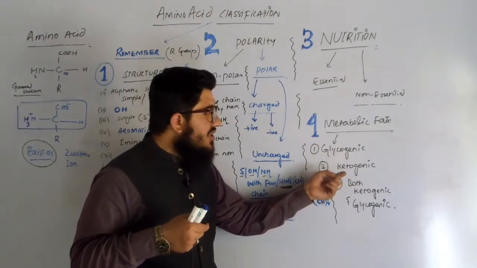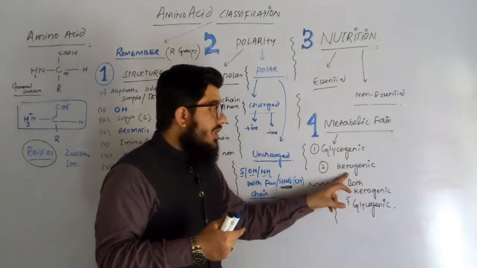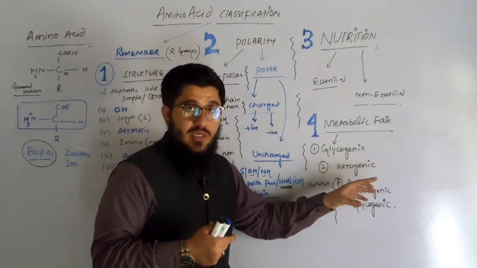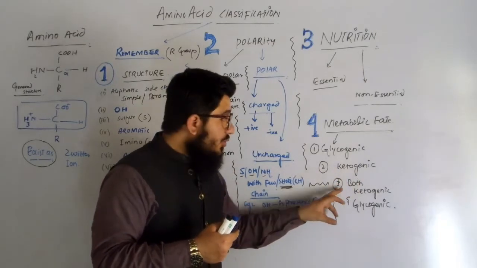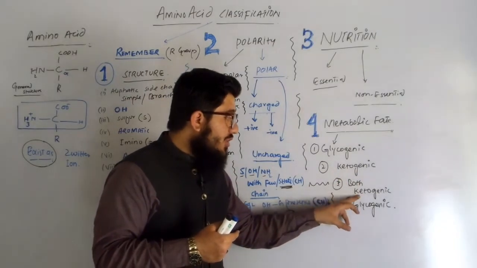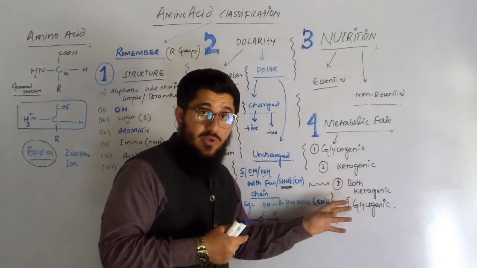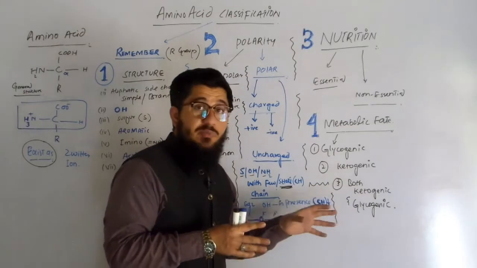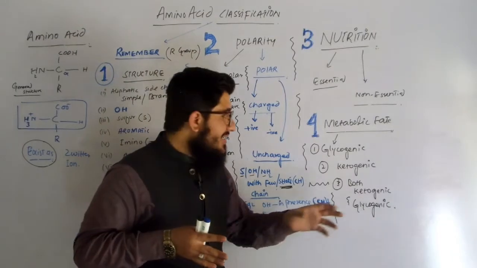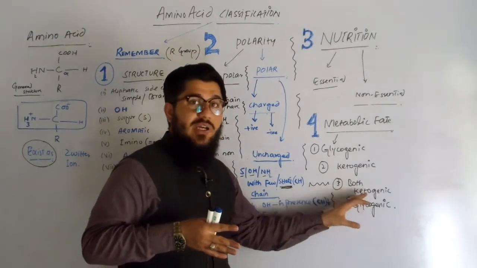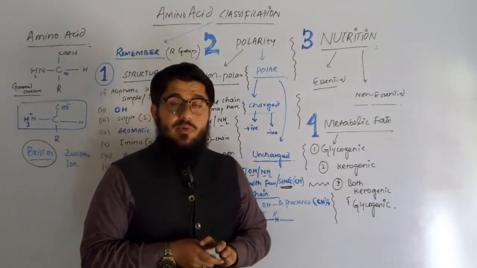The next one we have is ketogenic amino acids. When amino acids undergo the process of metabolism and produce fat as a product, then those amino acids are known as ketogenic amino acids. And the third one is both ketogenic and glycogenic amino acids. When these amino acids undergo metabolism, they produce both glycogen and fat. Such amino acids are placed in the third group, both ketogenic and glycogenic amino acids. So that's the classification based on metabolic fate.